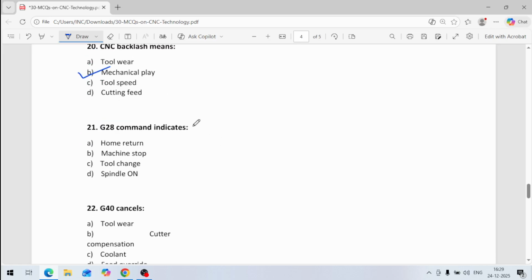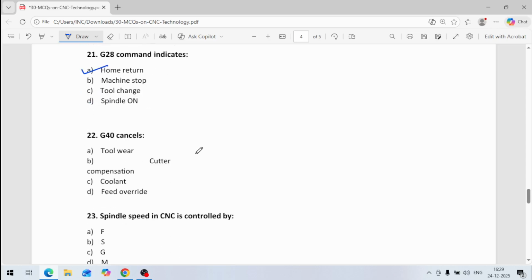Okay. Next is G28 command indicates: home position, home return, machine stop, tool change, or spindle on. So the answer is home return. A is the answer, home return.